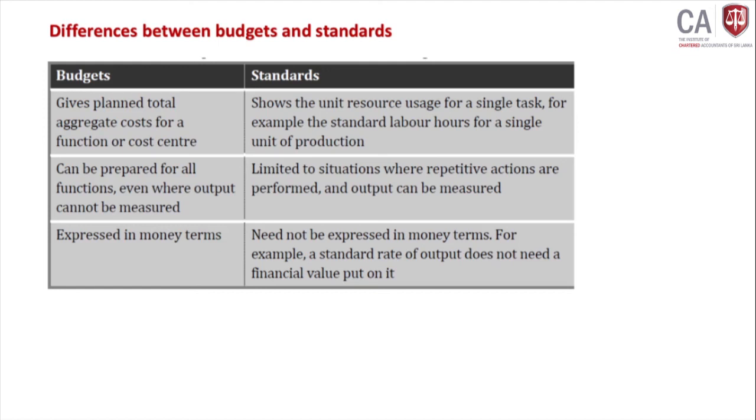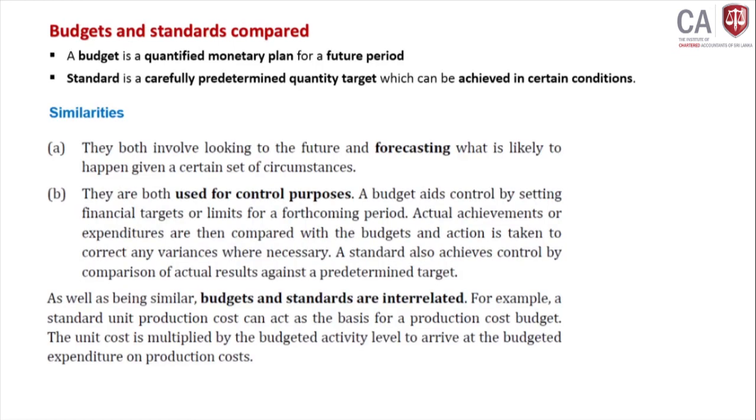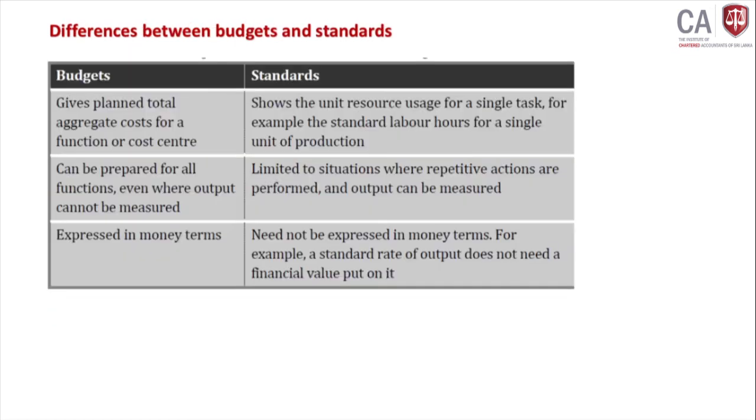A budget is expressed as a monetary item, in monetary terms. We quantify it in numbers. A standard is also similar, but it need not be expressed in monetary terms. That is not essential. For example, a standard rate of output does not need a financial value. We take it in numbers, but a financial value is not needed, right? Those are the similarities and differences between budget and standard. Keep this in your mind, right?